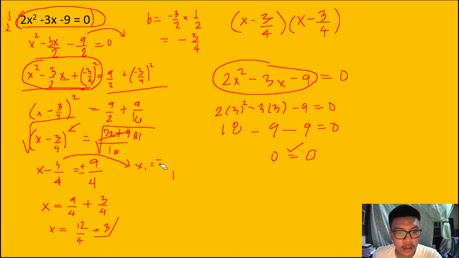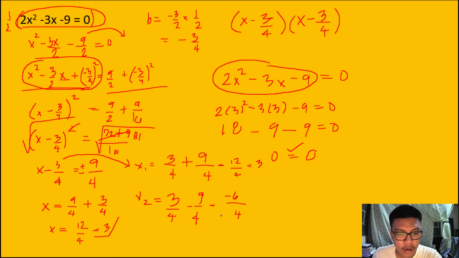Pag inilipat mo yung negative 3 over 4, that is positive na. So we have 3 over 4 plus 9 over 4, so that is equal to 12 over 4, that is equal to 3. Then yung isa mo naman, x sub 2, that is equal to 3 over 4 minus 9 over 4. So we have 3 minus 9, that is equal to negative 6 over 4. That will be equal to negative 3 halves. Okay? So pwede yung ganun.